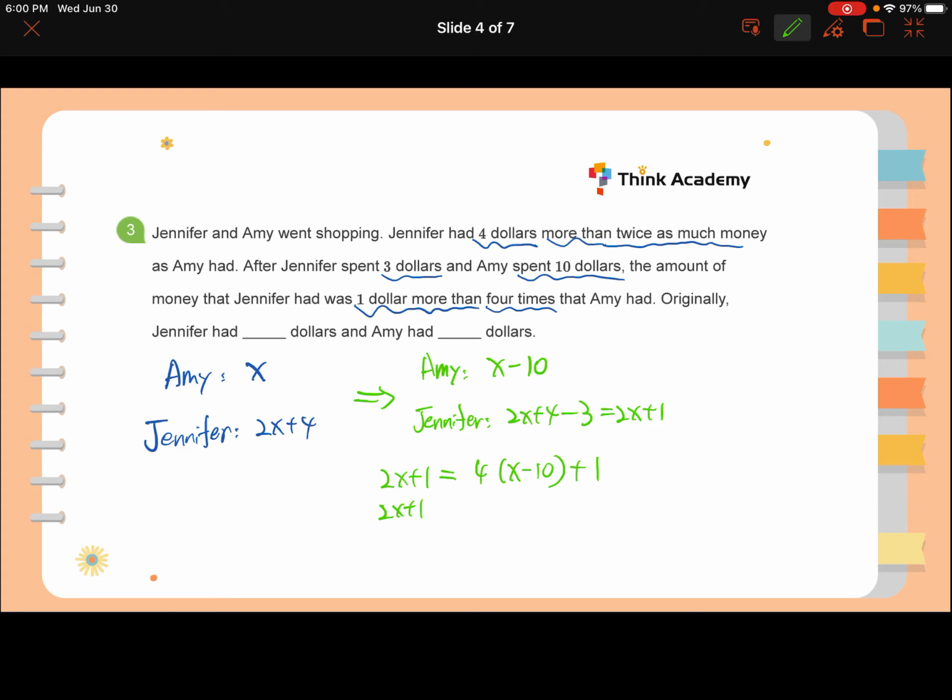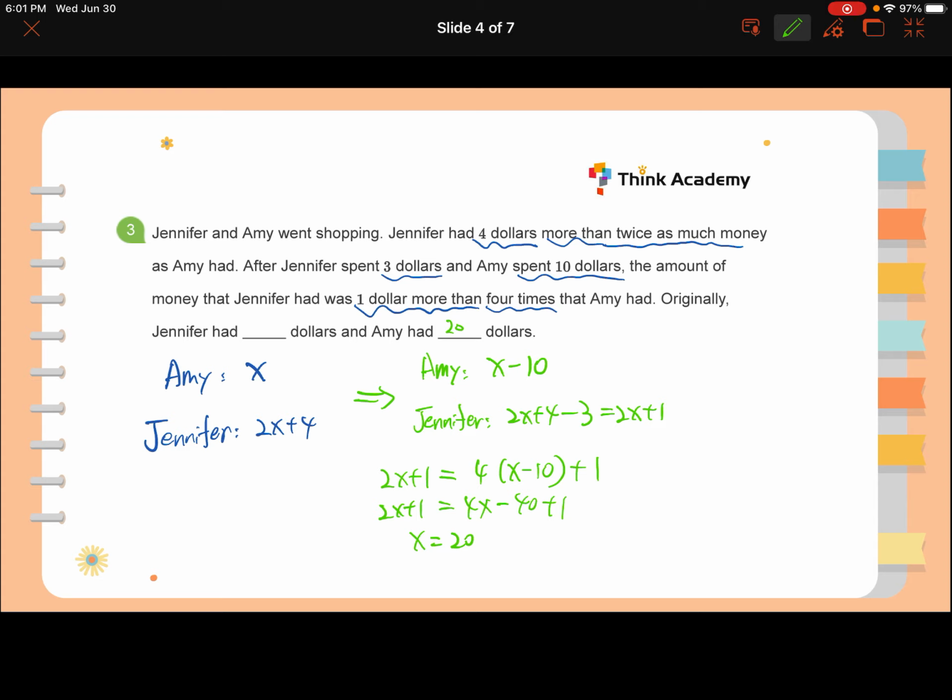So we first simplify the polynomials on both sides. We have this one, and then we know x is just 20. So we know Amy had $20. Amy had $20. And what about Jennifer?